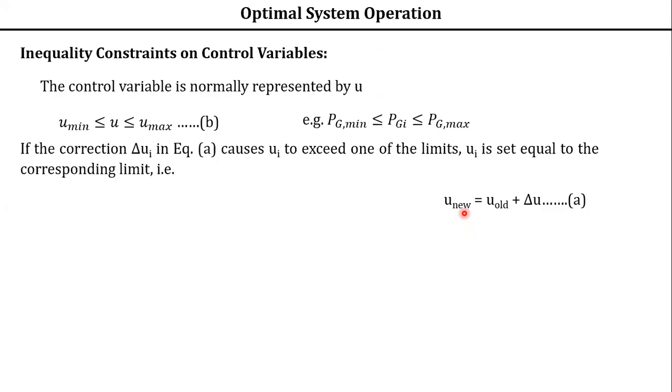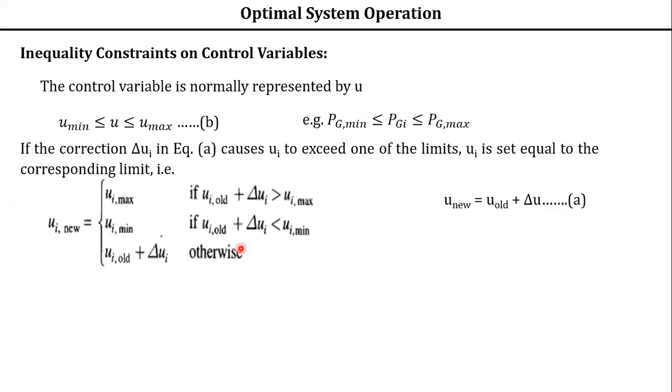Okay. Hope you have understood this one. Adding a delta u to your old value of u may cause your new value of u to exceed. Here the new value of u means it is nothing but ui. It may cause it to exceed any one of the limits. It may cross the lower limit or the upper limit. If it violates the lower limit, what should we do to the control variable? If it violates the upper limit, the maximum value, what should we do with the control variable? So that is given here.